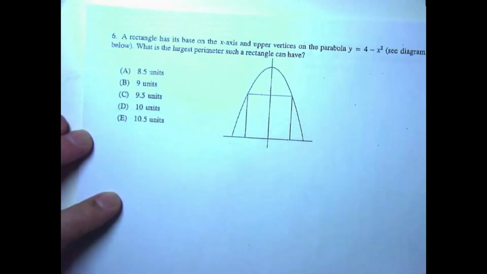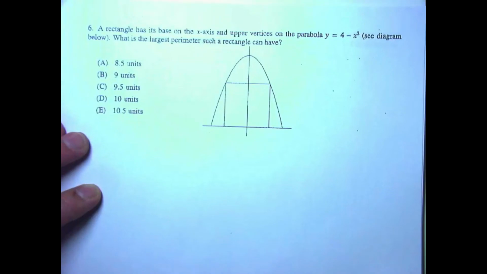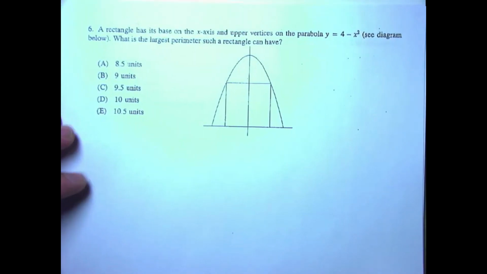All right, problem number 6 says that a rectangle has its base on the x-axis and its upper vertices on the parabola y equals 4 minus x squared. What is the largest perimeter such a rectangle can have? Not the largest area, the largest perimeter.